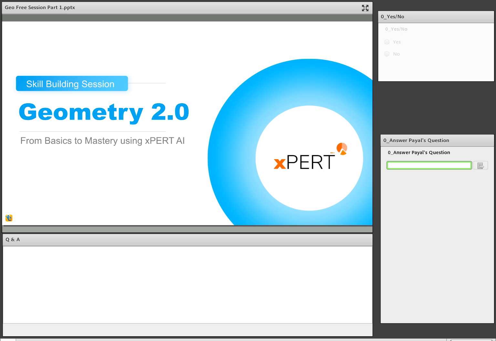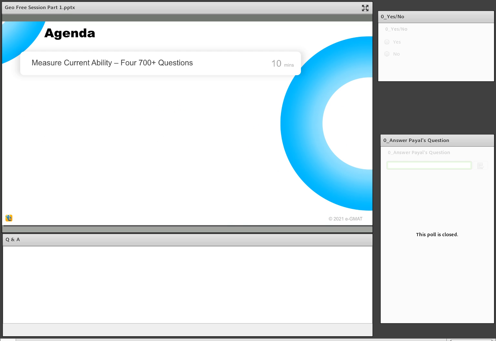All right. So let's move to our agenda. Here's what we're going to be doing. First, I'm going to be measuring your current ability to solve quadrilateral based questions, and you're going to be seeing 4 700 level questions. All these questions are data sufficiency questions. You'll get about 2 minutes to solve each question. Now, the first 2 questions are actually versions of the same question. So technically, there are 3 sets of questions here.